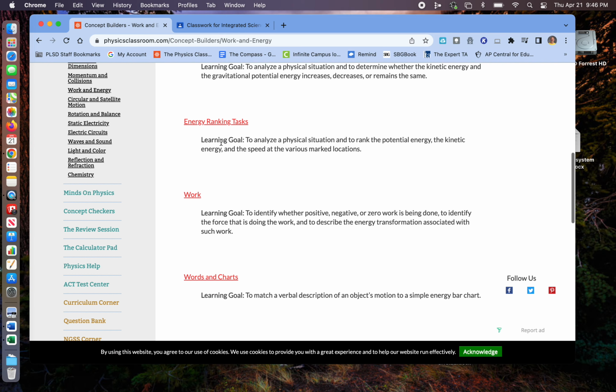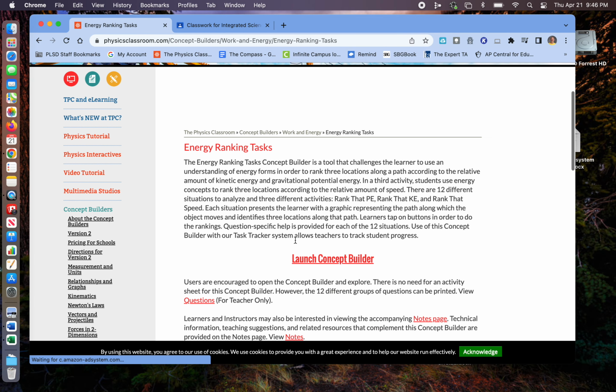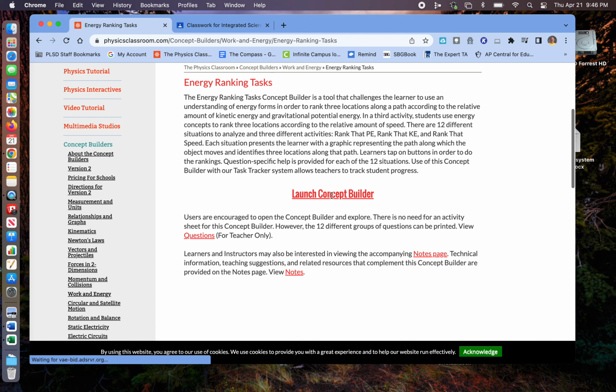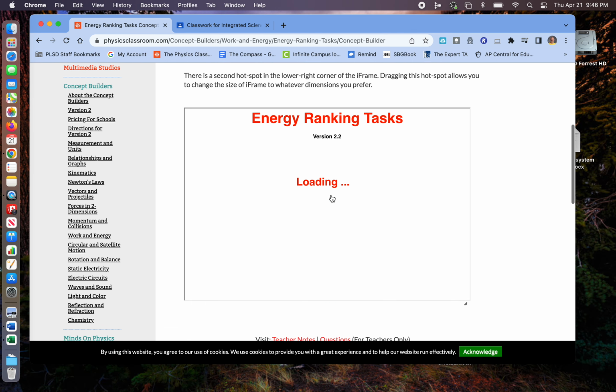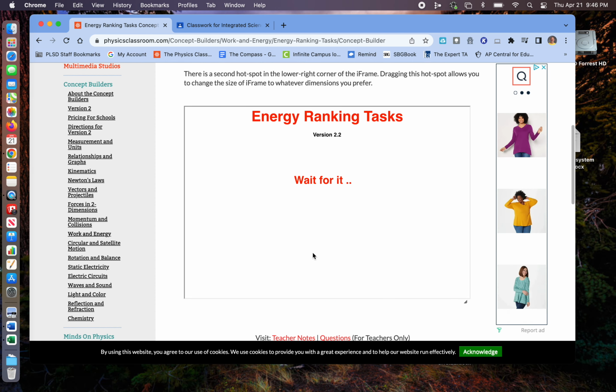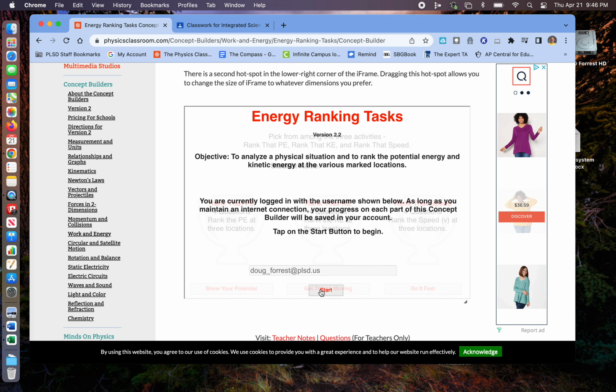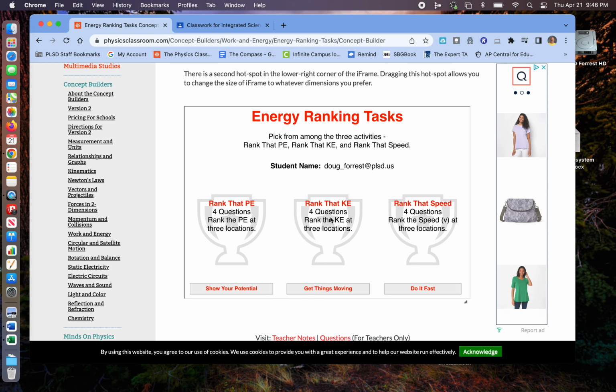So the first one is the energy ranking tasks. And again, when you get to this, there's several different levels. There are different points for different levels. You choose which ones you do, but note which ones have more points than others. So there's rank that PE, rank that KE, and rank that speed.